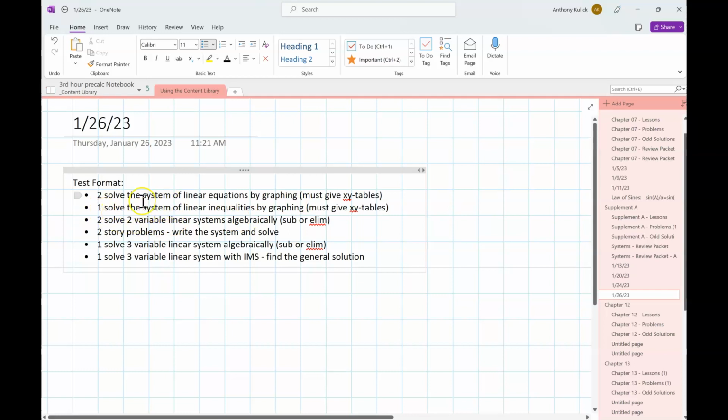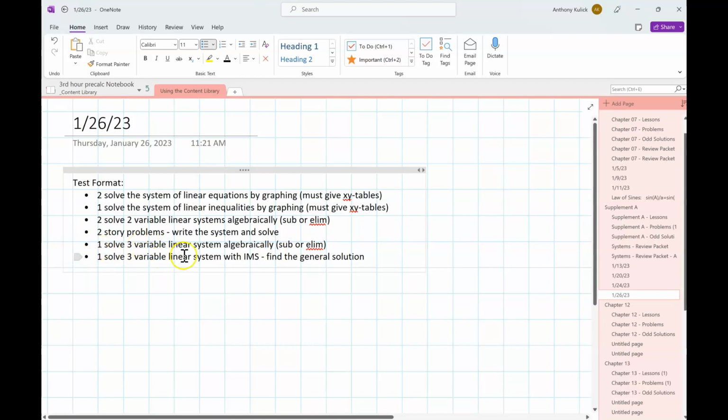One, solve the system of linear inequalities by graphing. Again, I need to have an XY table included with that, or at least points on your lines labeled. We have two variable linear systems that you'll solve algebraically, so either using substitution or elimination. Two story problems where I'm going to ask you to write the system and then solve it. Again, you would likely want to use substitution or elimination, but if you wanted to graph it, I suppose that's okay too. Yuck, though.